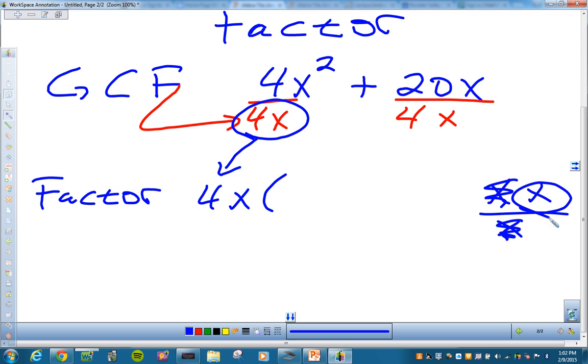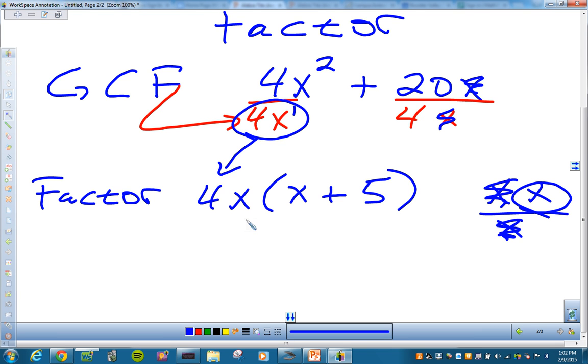Right? So another way to think about it is, what do I do? Raise your hand if you know the answer to this. What do I do when I have exponents top and bottom in a fraction? Subtract them, right? 2 minus 1, so I have 1x left. Sarah, what's the second part of the parentheses? 5. Right? Because 20 divided by 4 is 5, and the x's cancel. So the greatest common factor is 4x. When we write it in factored form, it's 4x parentheses x plus 5.